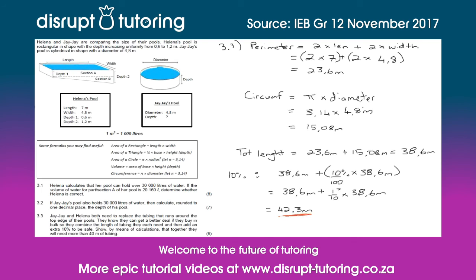They need 42.3 meters. If you're a little bit confused about the second last step over here, remember it's 38.6 plus a tenth of 38.6, so you actually add 3.86. So this part here actually comes to 3.86. So then 38.6 plus 3.86 equals 42.3 meters. And that concludes question 3.3.